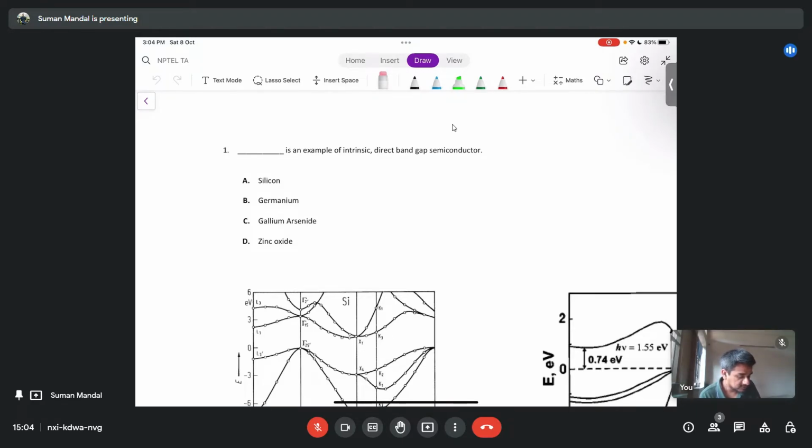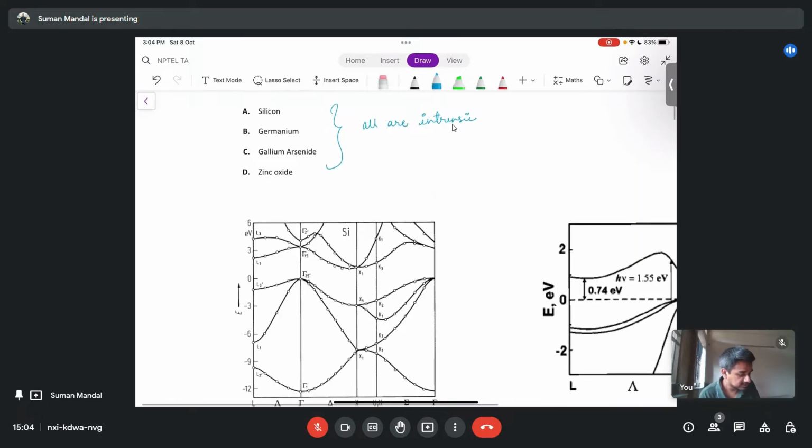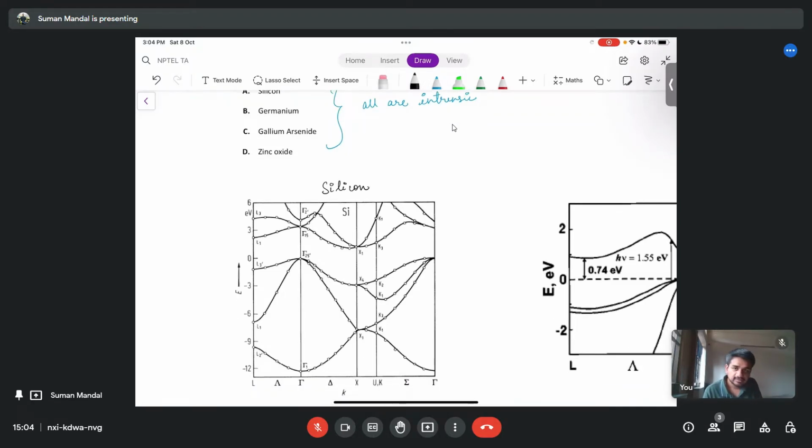First of all, all of them are intrinsic, because we haven't specified any doping. So this is for silicon. How do we know if it is direct or indirect band gap? We look at the conduction band.